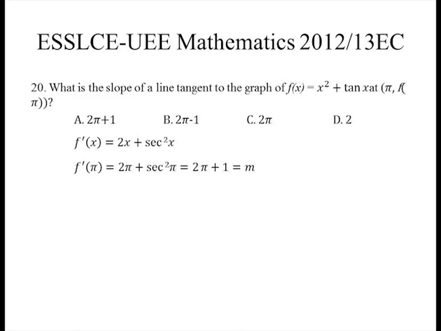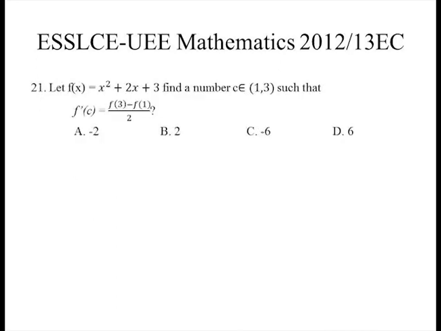That is the slope of the tangent line. So choice A is the right alternative. Question number 21. Let f of x is equal to x squared plus 2x plus 3. Find number c between 1 and 3 such that f derivative of c is equal to f of 3 minus f of 1 divided by 2.